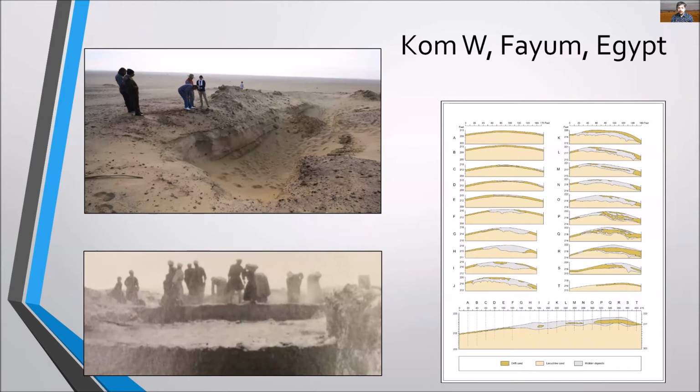Based on the identification of these materials, they interpreted Kom W as the remains of a Neolithic village, and this interpretation persisted in early syntheses of the prehistory of the wider region. For example, in Childe's Neolithic package and revolution theories.